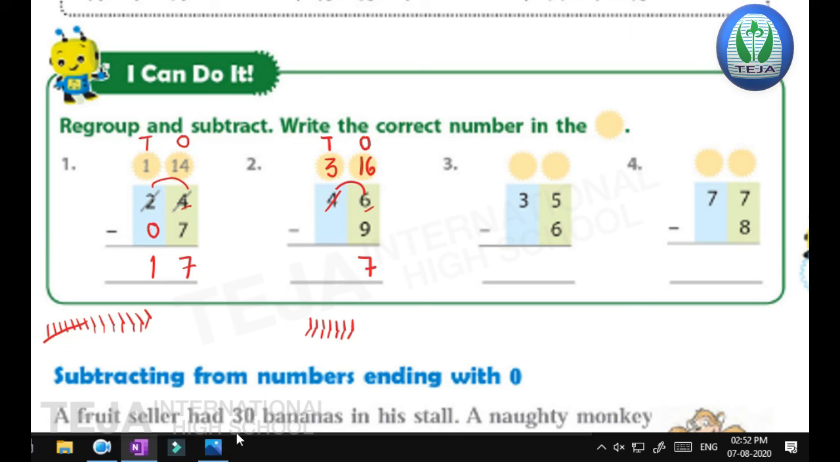Next here, in tens place 3 is there, and in the second number there is no number. You can write 0 or else leave it. Now 3 minus 0 is 3. So the answer is 37.